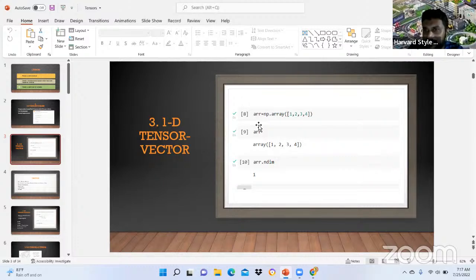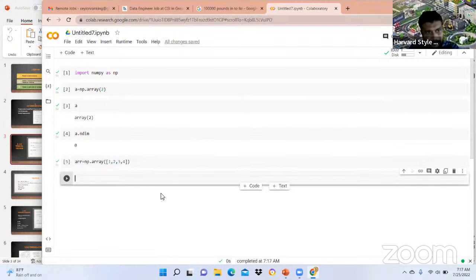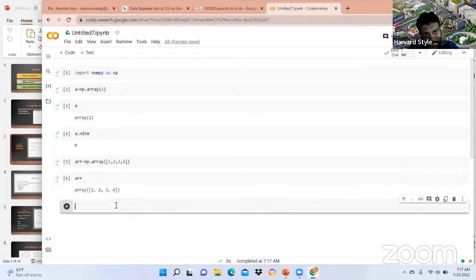Okay, guys, we'll see this one. We'll again go to the Google Colab. We'll put arr equals np.array, and I will put a list here, just 1, 2, 3, 4, and shift enter. I will put arr, shift enter. You will be getting this list there. Now what do you want to do? You want to see the dimension of this value.